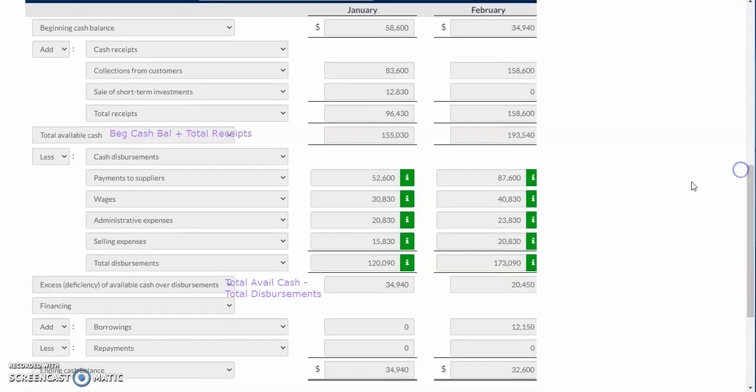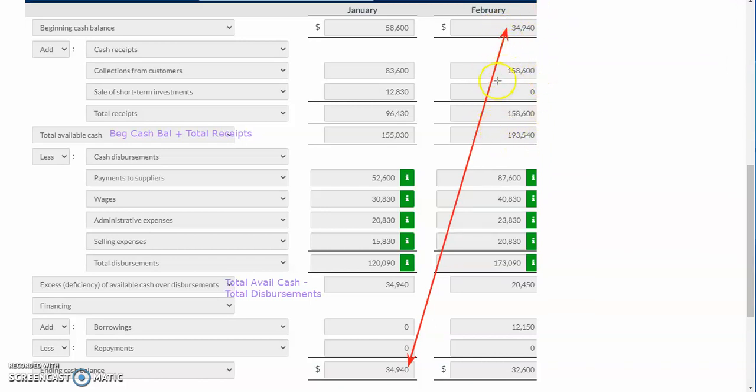And the next thing that we want to do is figure out, do we need to have any other financing? In this problem, they didn't specify any more borrowings that we needed, but if this amount was less than the minimum, we might need to make a borrowing in order to equal the minimum. We didn't note anything relating to repayments, so our ending cash balance is $34,940. We're going to use this amount. Remember how one year's ending is the next year's beginning. So we're going to use this for our beginning of February.